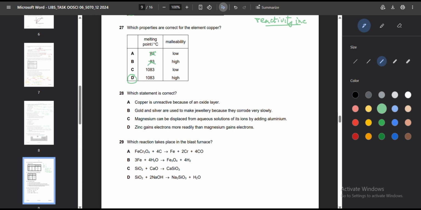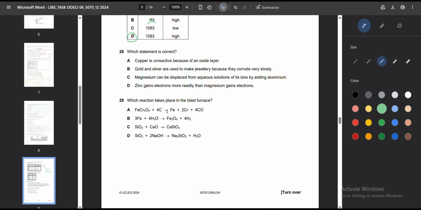Okay, now question number 28. Which statement is correct? Copper is unreactive because of an oxide layer. Next is that silver and gold are used to make jewelry because they corrode very slowly. Next is that magnesium can be displaced from aqueous solution of its ions by adding aluminium. Zinc gains electrons more readily than magnesium gains electrons.